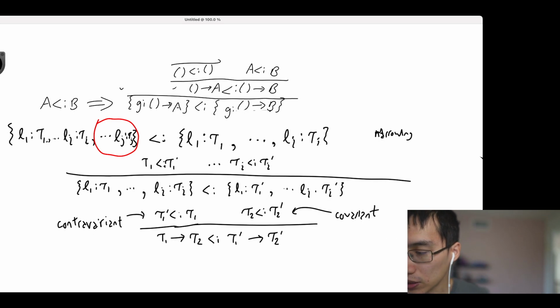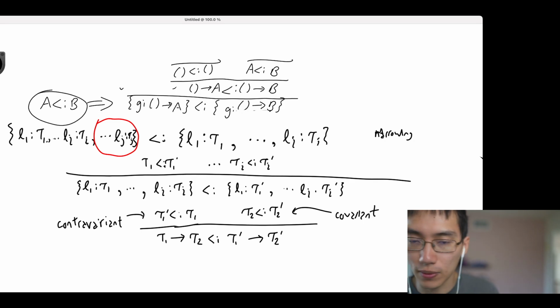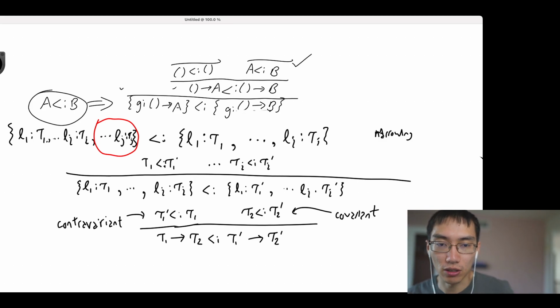And then this is vacuously true because every type is a subtype of itself. I didn't add that rule, but that's also a rule. And this rule is true by assumption because we said we get to assume that A is a subtype of B. So we're good, and the subtyping relation holds in this situation.